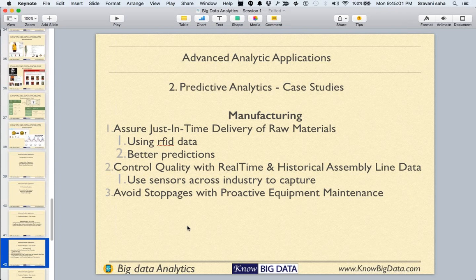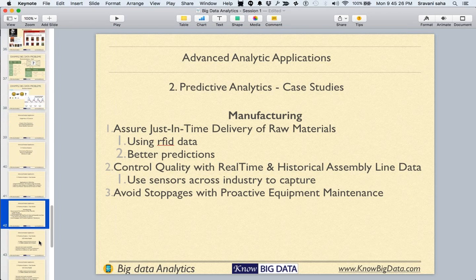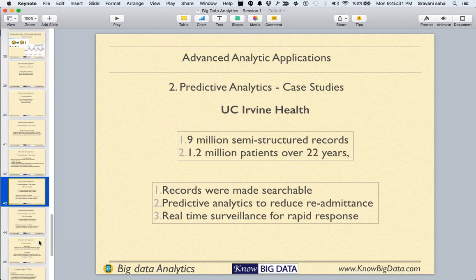Next is in manufacturing: assure just-in-time delivery of the raw material using RFID and better predictions. So if you have great predictions, you will be able to optimize a lot of resource crunch, and control quality with real-time and historical assembly line data. Avoid stoppages with predictive, proactive, and preventive equipment management.